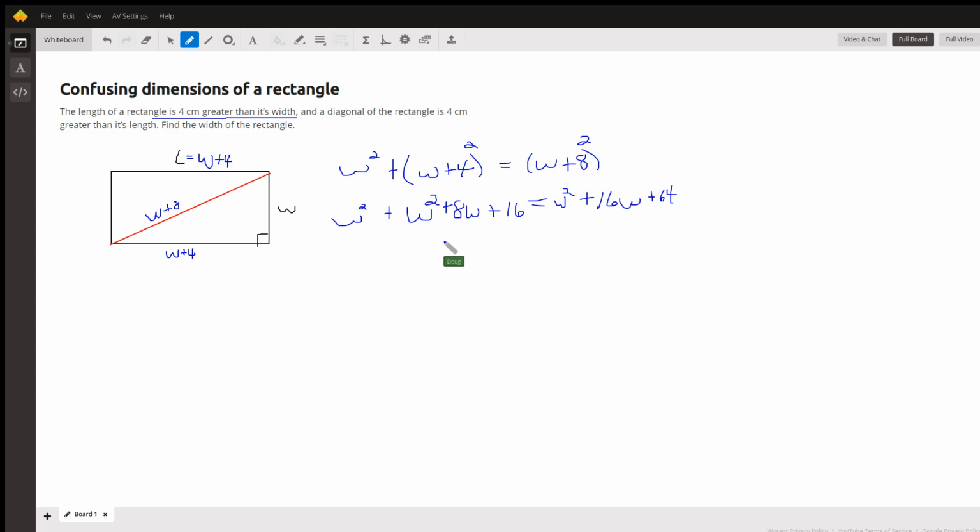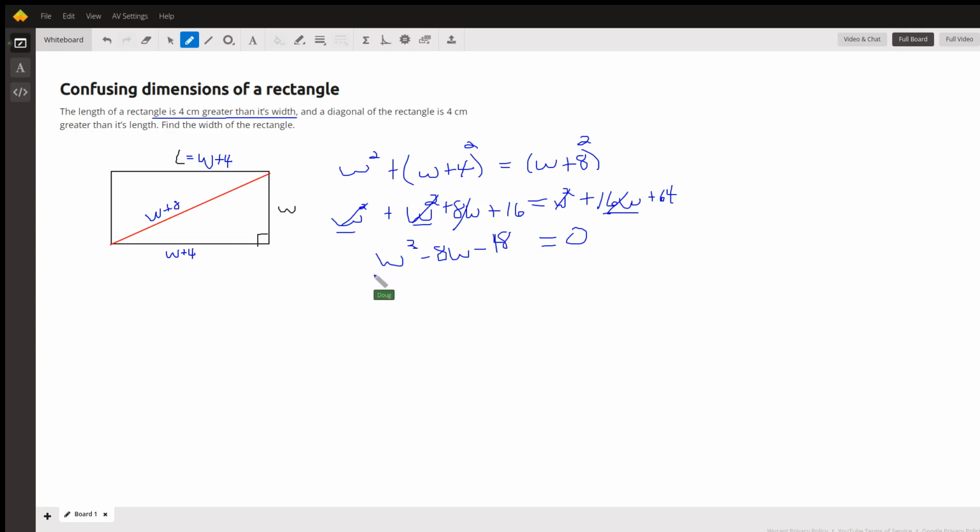Quadratic equation. Let's get every term to the left side of the equal sign, leaving a 0 over here. So I see 2w squared on this side. If I subtract 1w squared, I'll get w squared. So now we've taken care of the w squareds. 8w, subtract 16w to get this term to the left side of the equal sign. That'll leave a minus 8w. We've taken care of the w terms. And finally, 16 minus 64 is minus 48.